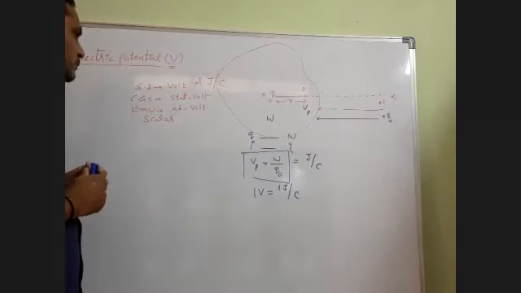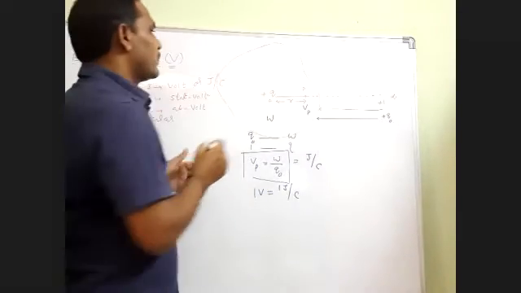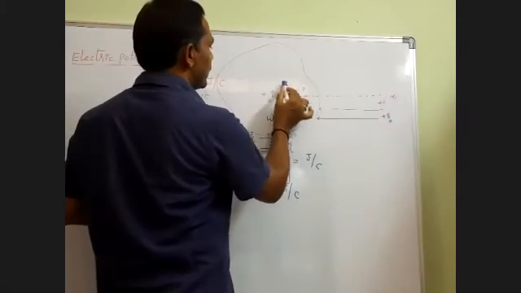Now, using this concept, we have to find the electric potential at a distance r from the point charge.